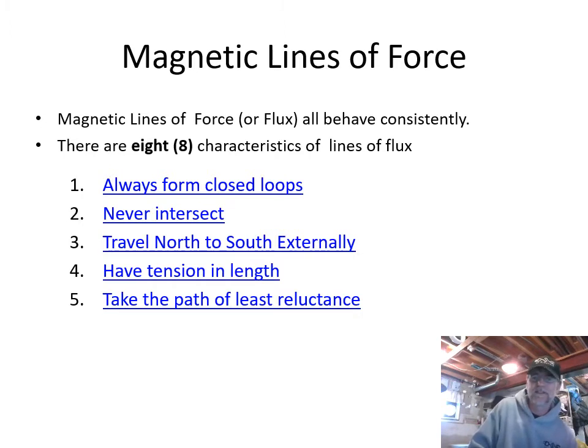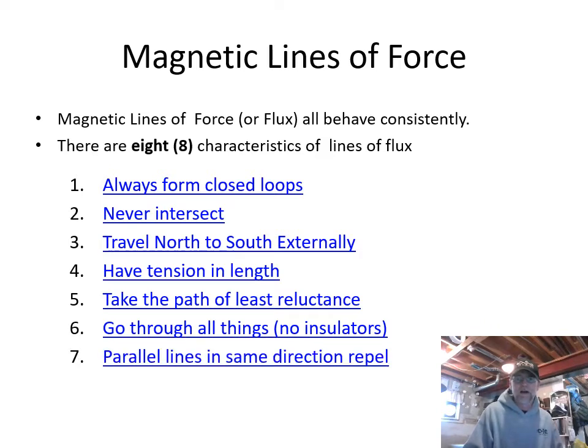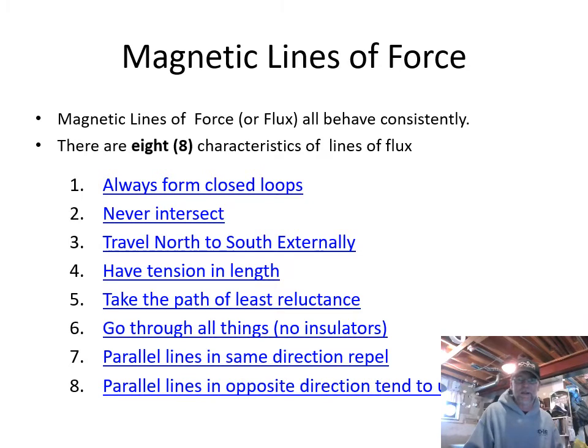They take the path of least reluctance. So just like current takes the path of least resistance, magnetic lines of flux take the path of least reluctance. They go through all things, so there are no insulators for magnetism. Parallel lines in the same direction repel each other, and parallel lines in the opposite direction tend to unite. That's the word that's cut off by this little picture of me in the corner. Okay, so that's just the list. No explanation whatsoever. So let's go through the next 8 slides and find out what these things mean.